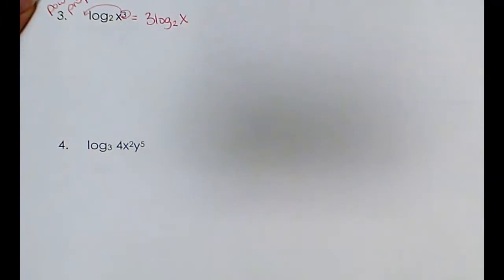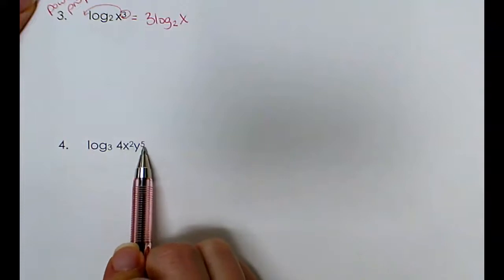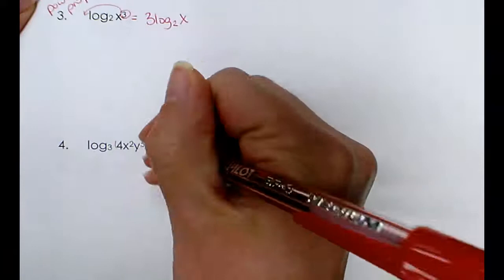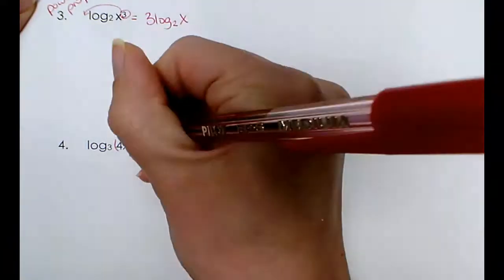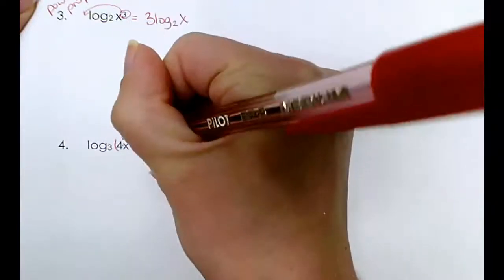We've got log base 3 of 4x squared y to the power of 5. There's no quotient here, there's no division, so I'm not using quotient property. I do see some exponents, that's the first thing I see, so I'll use power property. I also see that this thing that I'm taking log base 3 of, there's multiplication here, there's multiplication here. So not only am I using the power property, I'm also using the product property. So I'm going to use product property first.